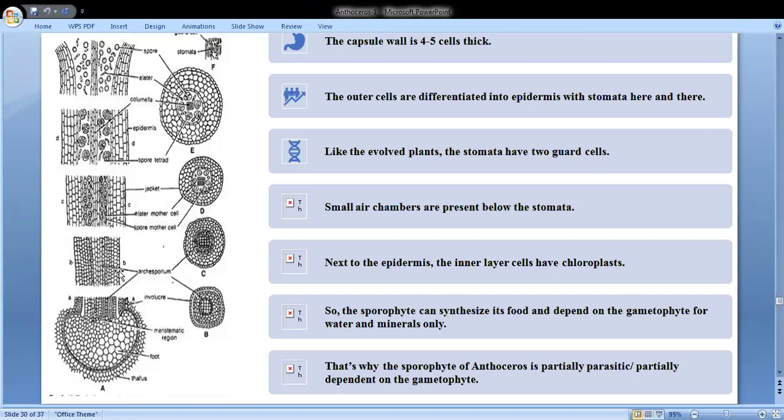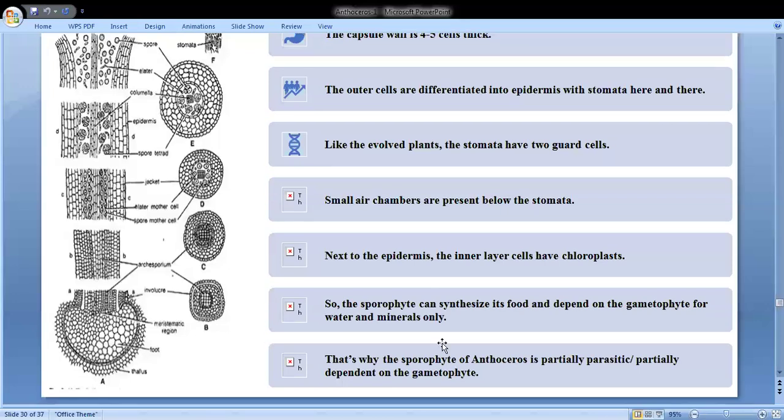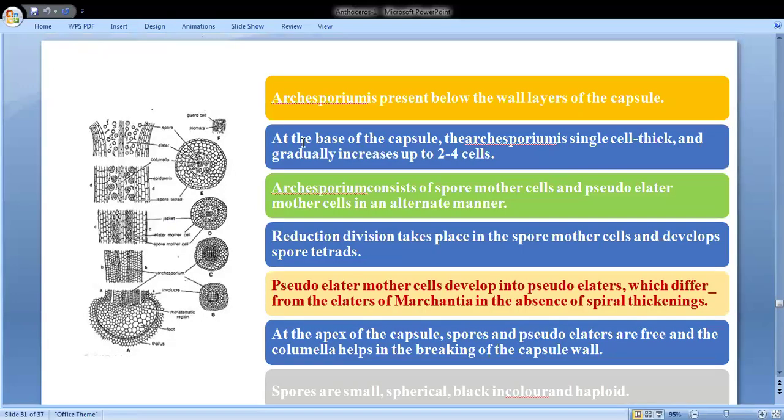That's why the sporophyte of Anthoceros is partially parasitic. That's why we call it partially parasitic. But Marchantia sporophyte is completely parasitic. Here, Anthoceros sporophyte is partially parasitic, partially dependent on the gametophyte. See here, the archisporium is present below the wall layers of the capsule. This we call the archisporium.